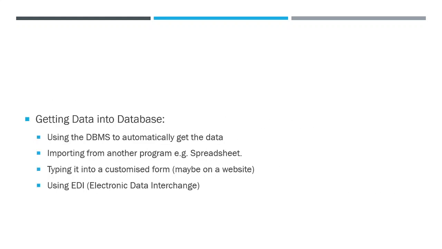Right, so how do we get data into a database? Well, you can use a database management system, which we've used before with like SQL to get data in there. You can import it from another program, normally in something called a CSV file.